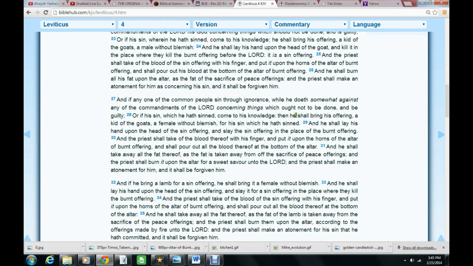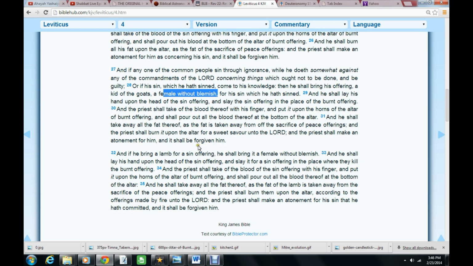Alright, so common people. So he would take a kid of the goats, a female without blemish. So for the common people, they'll just use goats for Gentiles and stuff like that. For his sin which he had sinned. And he shall lay his hand upon the head of the sin offering, and slay the sin offering in the place of the burnt offering.